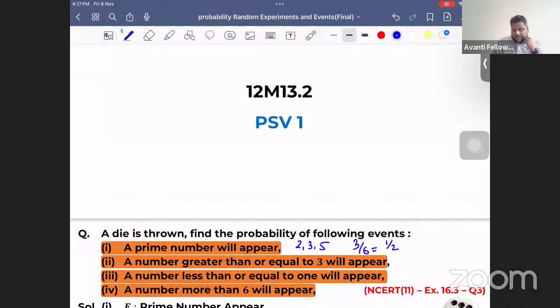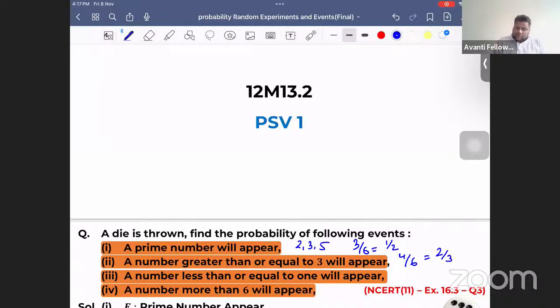Next, the number greater than or equal to 3 will appear. What is the answer? Quickly. More than or equal to 3 will appear. So what are the favorable cases? 3, 4, 5, 6. Got it? So it is 4 by 6. That is 2 by 3.